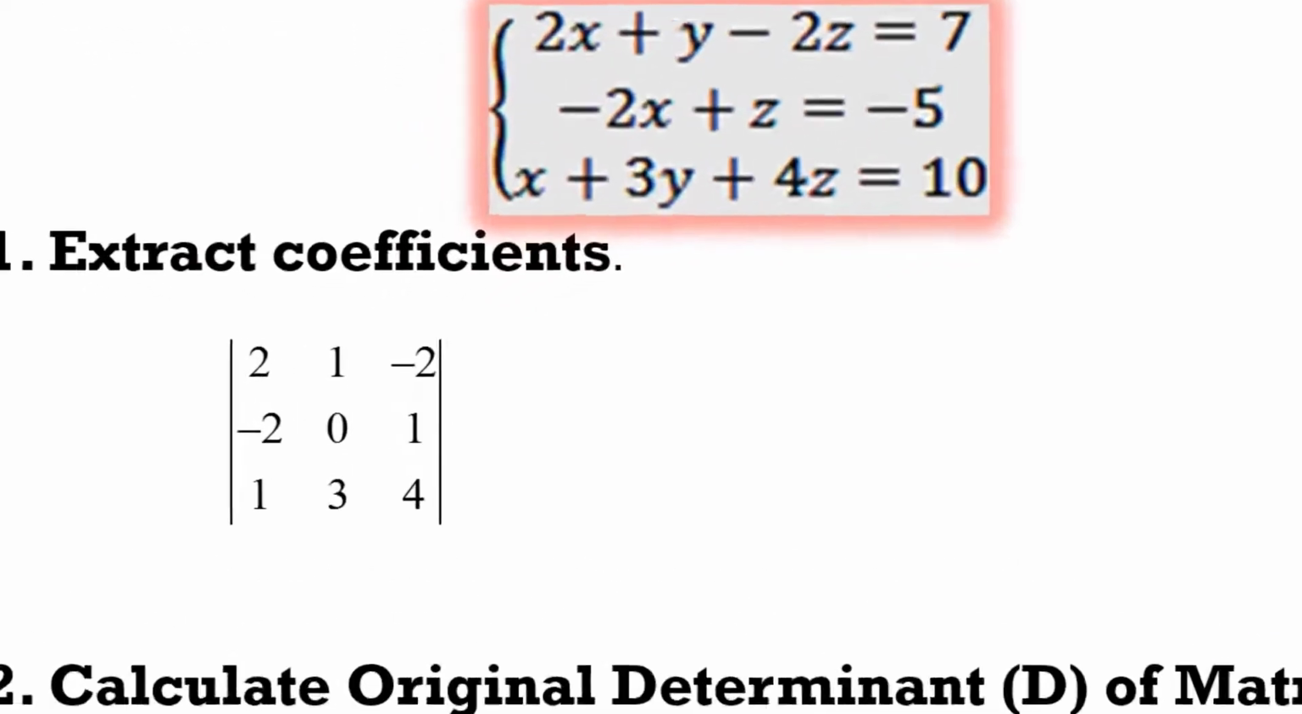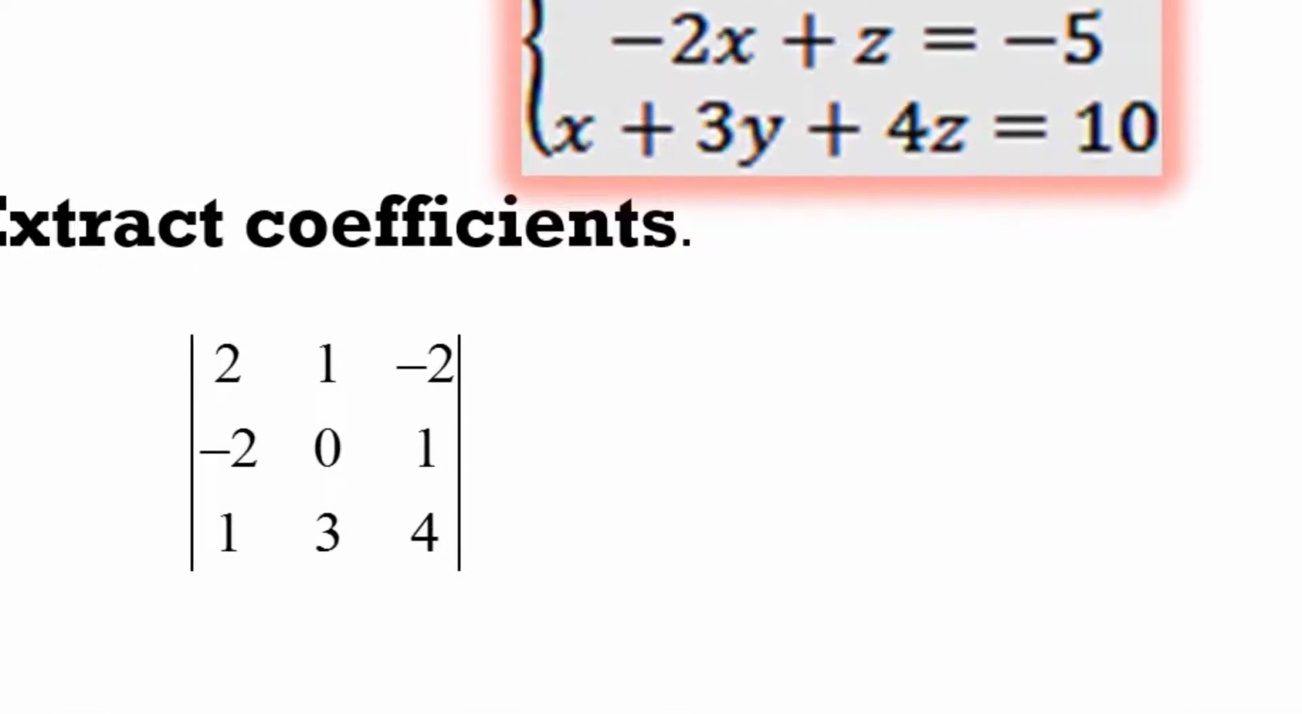Now, to calculate the original determinant, we repeat the first two columns. So you can see 2, minus 2, 1, and 1, 0, 3 has been repeated. Then we consider leading diagonals. 2 times 0 times 4, then 1 times 1 times 1. Then negative 2 times negative 2 times 3.